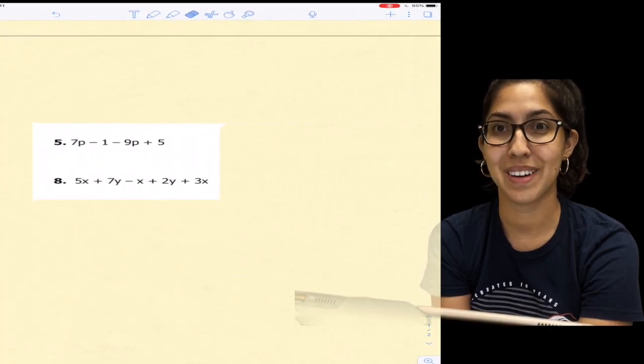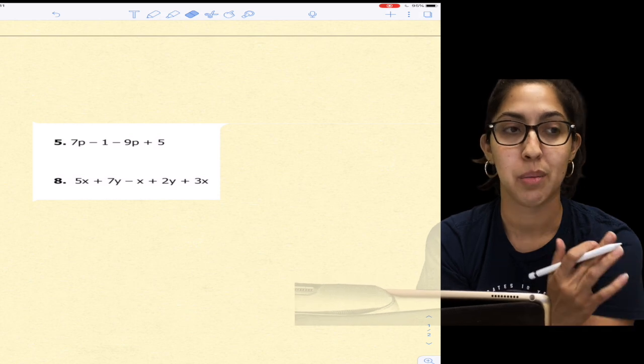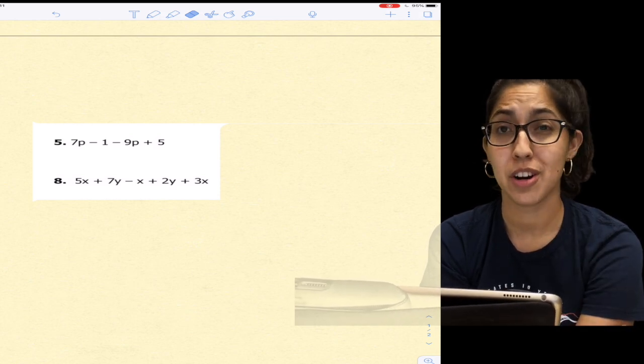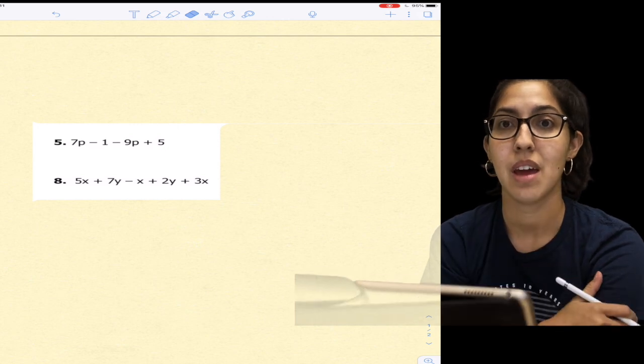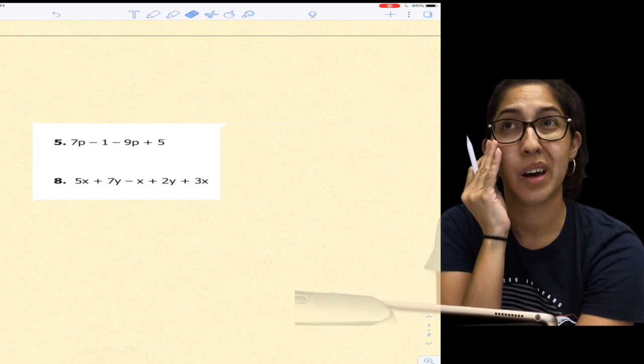Okay, here we go. We are now on to the notes portion. So you should have just gotten through the Nearpod circle the terms to kind of identify like terms. So now we're going to do these two examples and work through them together. So we have number 5 and 8.